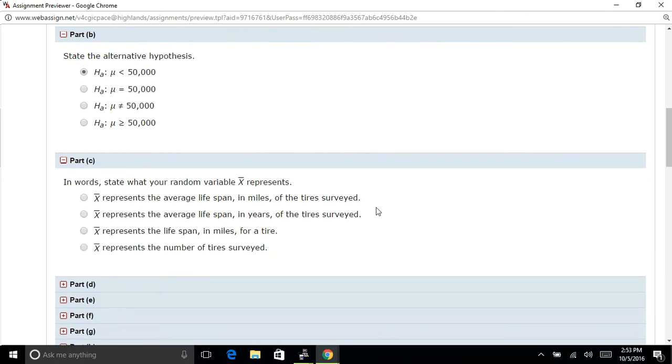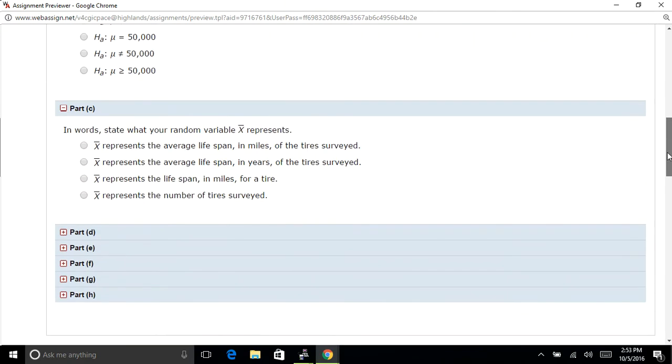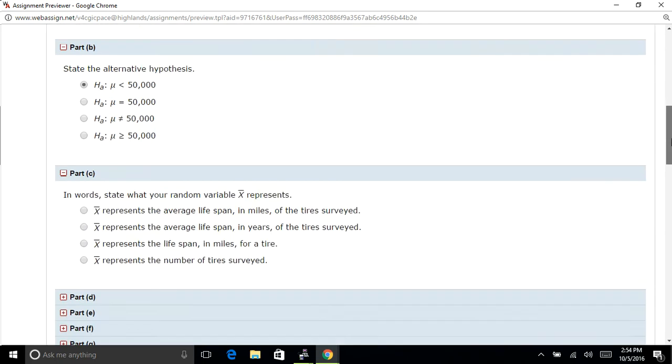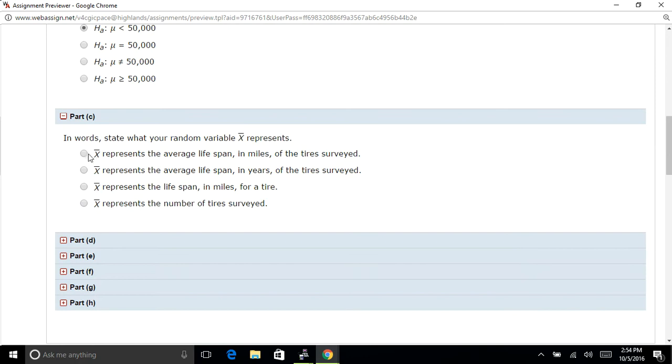As I keep going further down, I want to know what my random variable is. Okay, and I know that my random variable, I'm looking for an average because I'm using a mean. So that's going to take this one, the lifespan in miles, and then the number of tires surveyed, because that's really just a sample size. So I've got to look at the average lifespan. And if I go back up, it says the average lifespan is in miles, not years. So it would make this one correct.